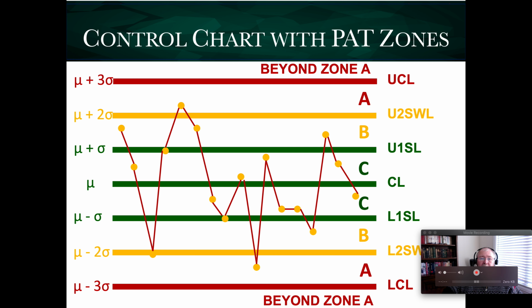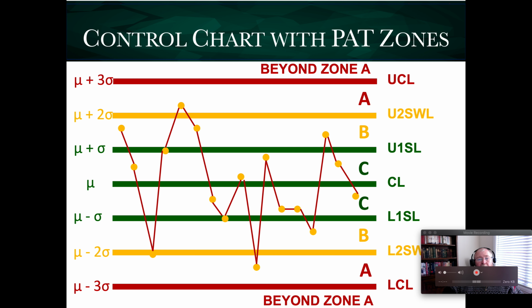We analyze the data itself by virtue of where it plots relative to these zones. Zone C are the areas of that chart between the mean or center line and plus and minus 1 standard deviation distance from that center line. Zone B are between the green and yellow lines. So between the upper 1 standard deviation line and the upper 2 standard deviation warning line. Between the lower 1 standard deviation line and the lower 2 standard deviation warning line.